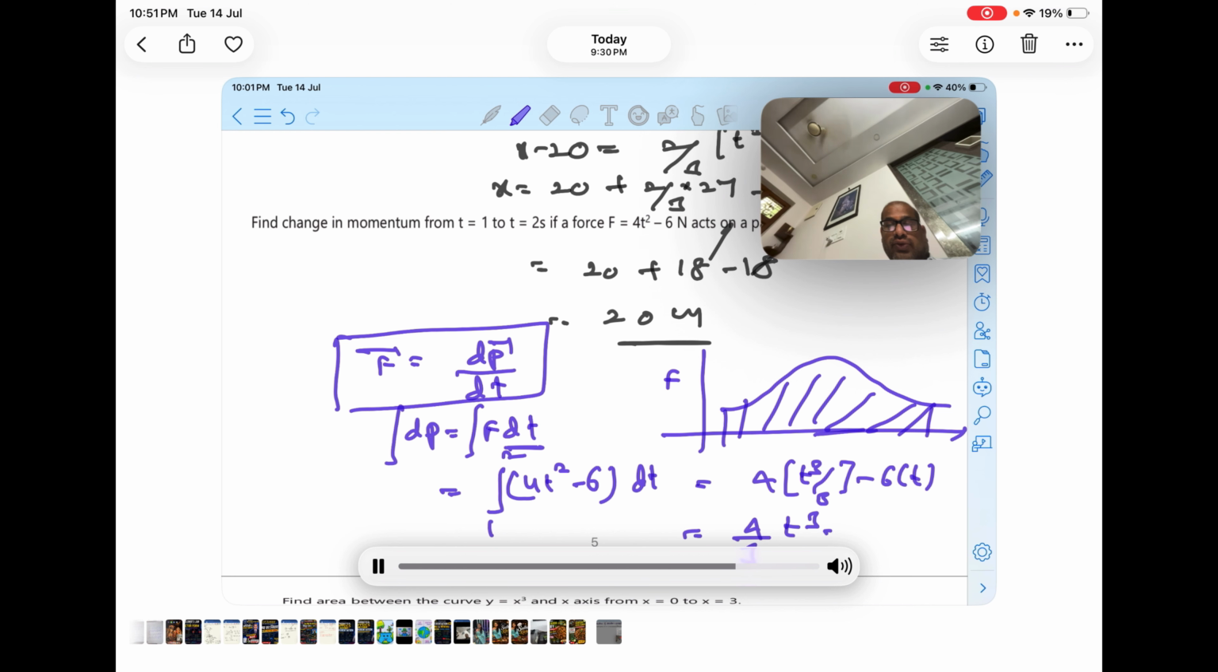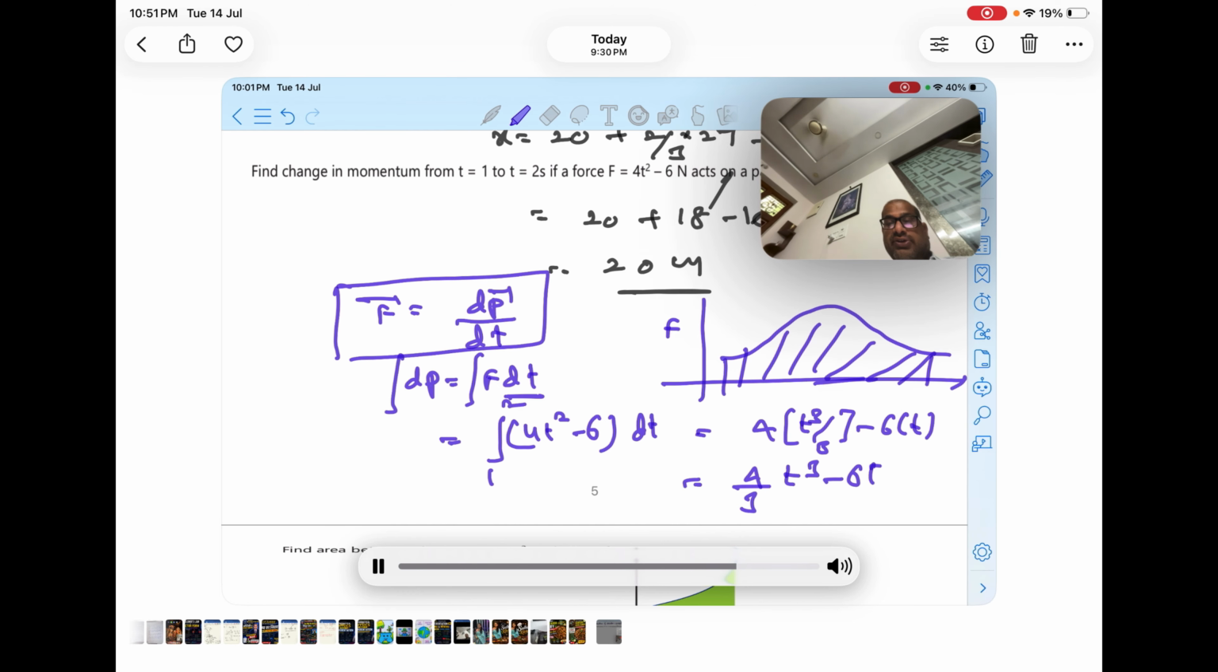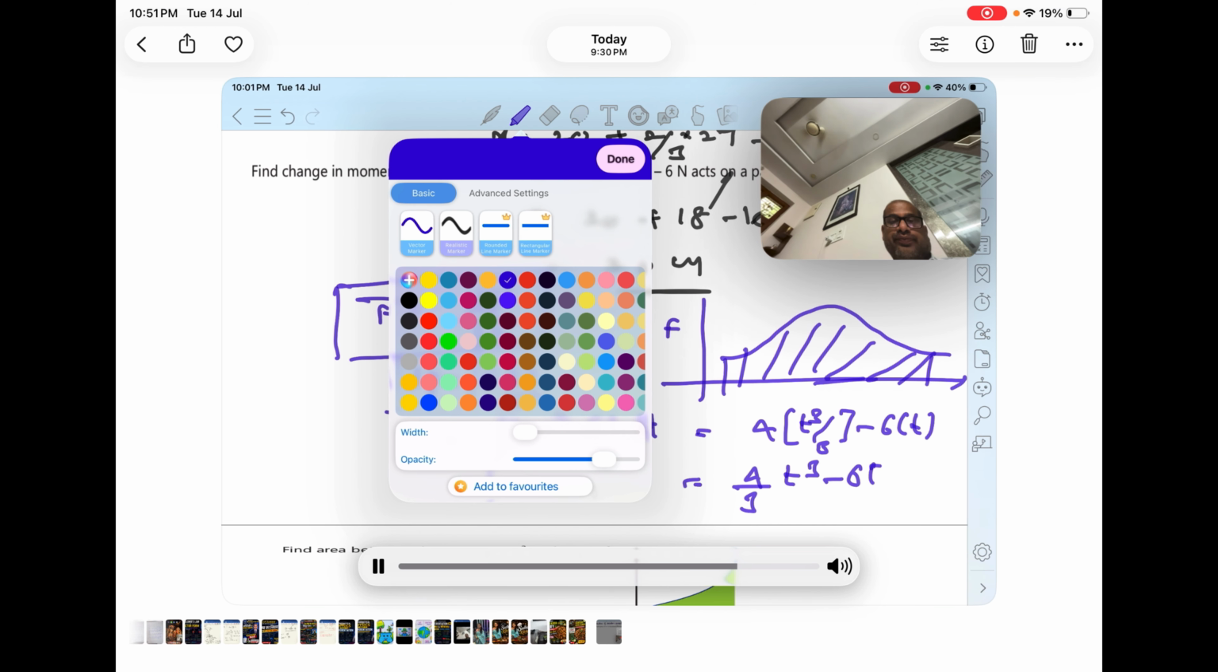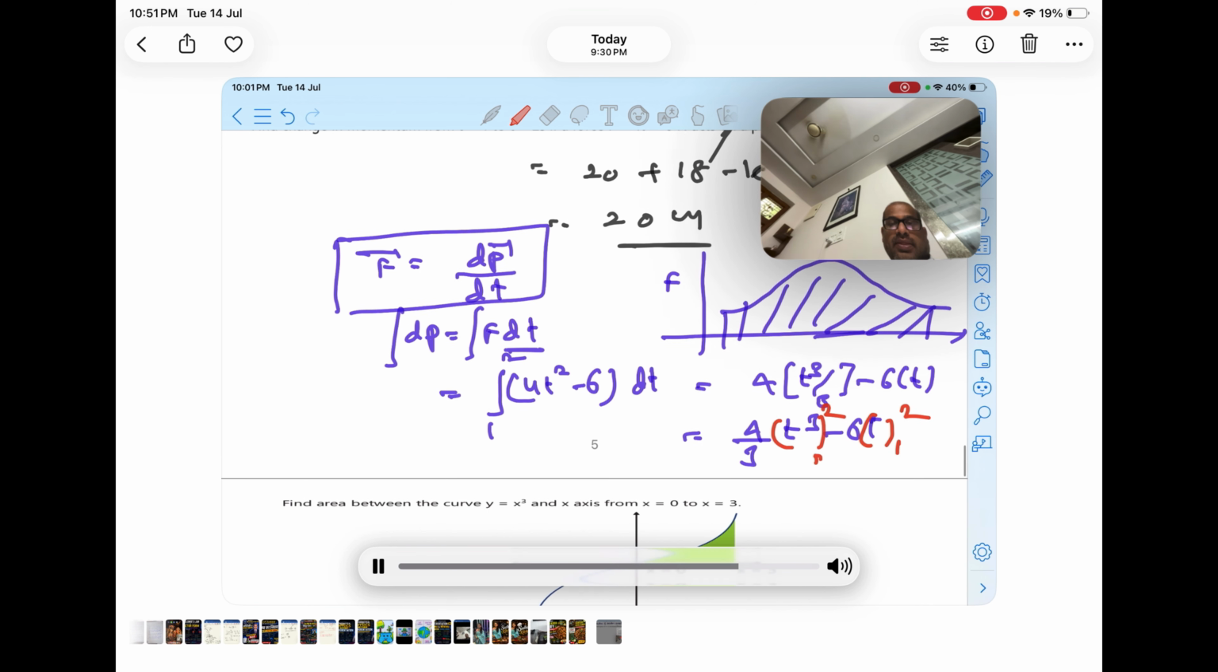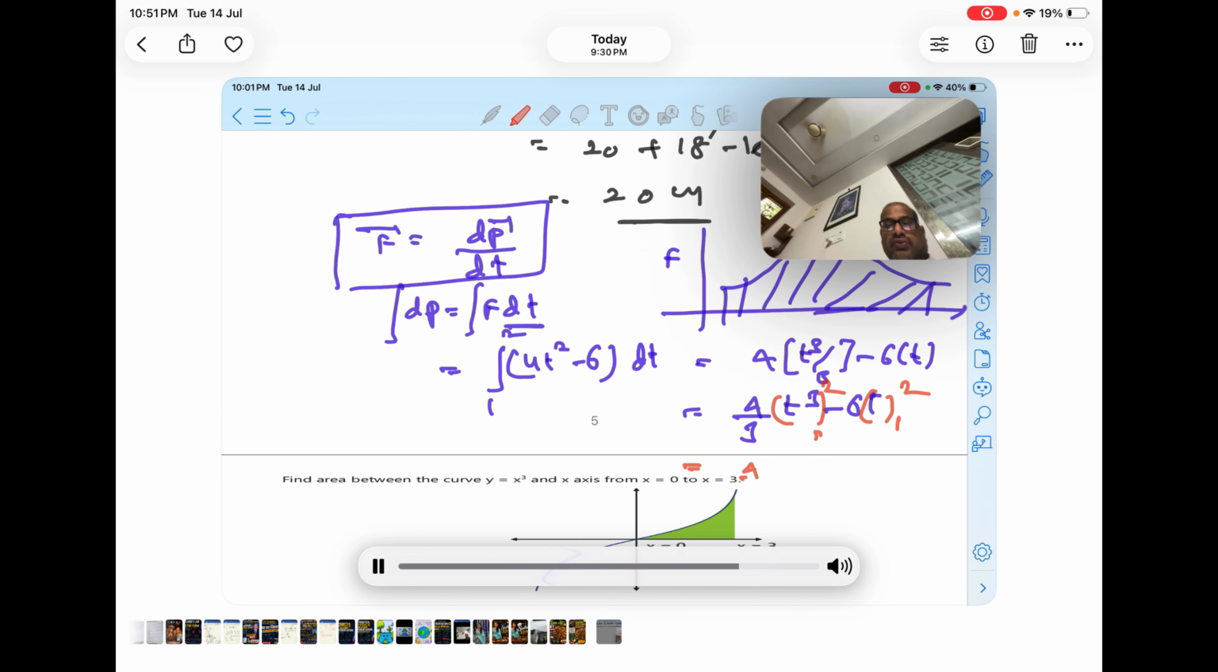It is 1 to 2 seconds, right? So you can substitute the limits here, t from 1 to 2 seconds. Now if you see this simplified value, 4 by 3 into upper limit minus lower limit: 2 cube is 8 minus 1 cube is 1, minus 6 into 2 minus 1. 7 4s are 28 by 3 minus 6, since 2 minus 1 is 1. Just simplify. This is the change in momentum.